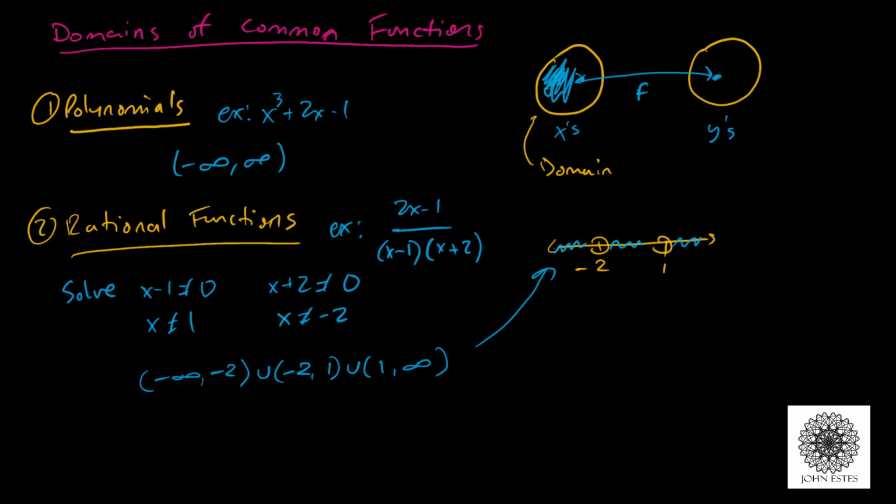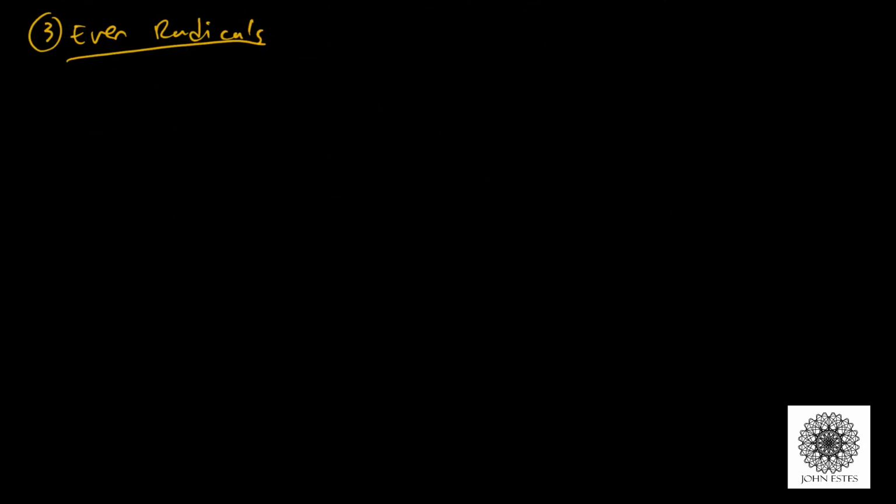The third type of function we have to deal with is even radicals, and an example of that would be something like a square root. If I'm visualizing again my two sets, plugging in things from my domain into the function and getting an output in the range, then here with a square root, for example, if I plug in x equals negative 6 and I get the square root of negative 1, well, that's not a valid output in the real numbers. So in this example, negative 6 would be outside the domain.